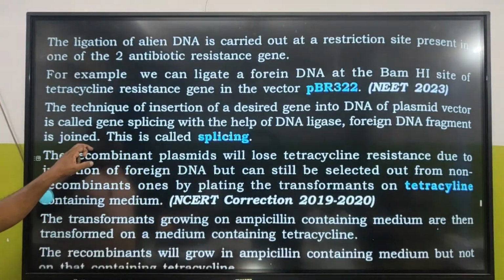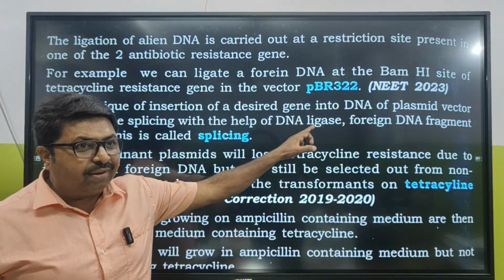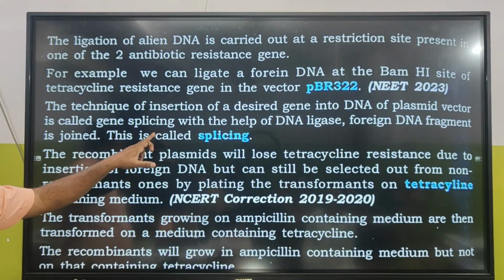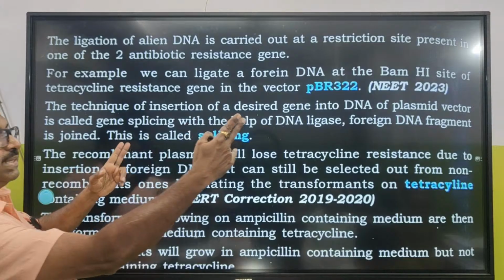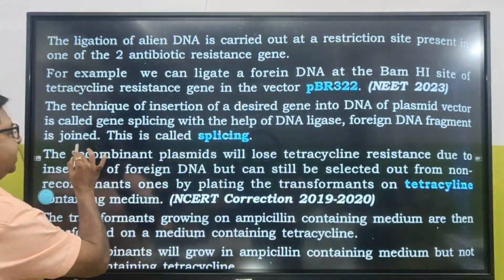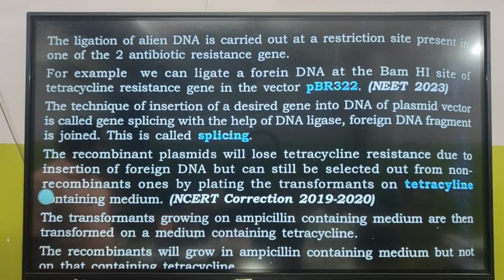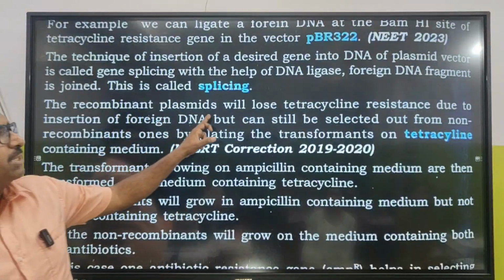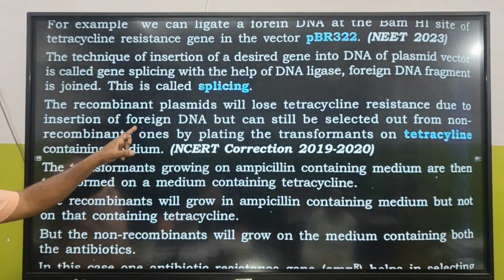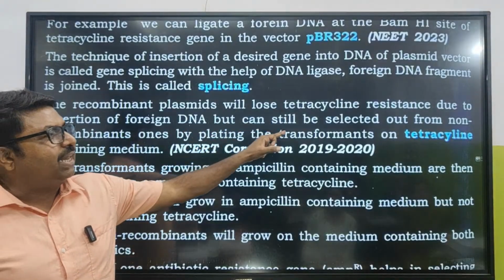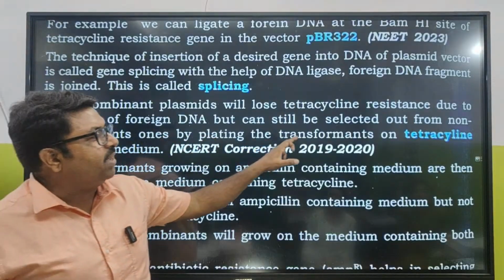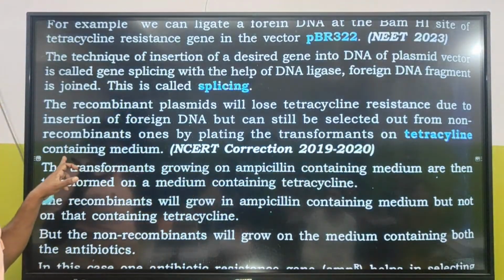The technique of insertion of a desired gene into the DNA of a plasmid vector is called gene splicing. You are splicing the gene with the help of DNA ligase. Foreign DNA fragment is joined. This is called splicing. The recombinant plasmid will lose tetracycline resistance due to insertion of foreign DNA, but can still be selected out from non-recombinants by plating the transformants on tetracycline-containing medium.